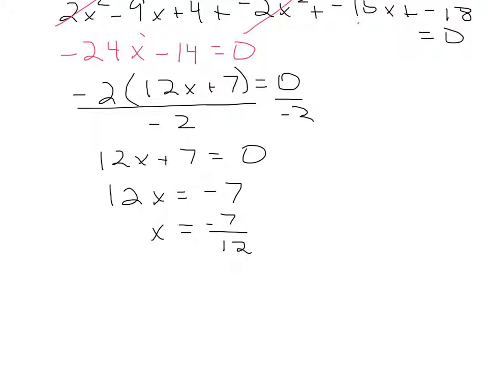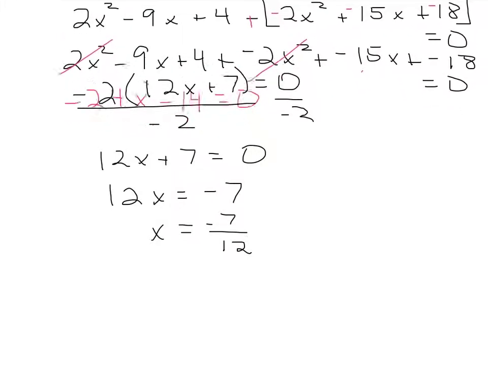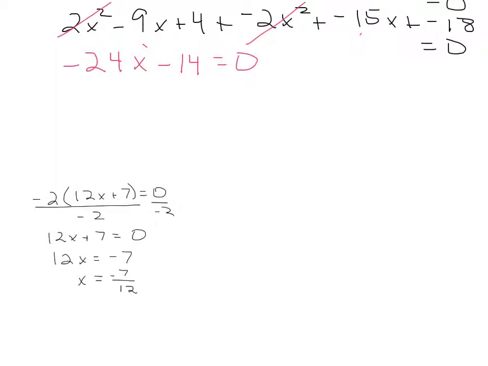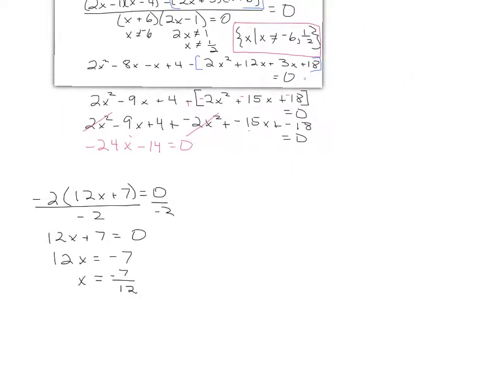The only way it won't be our solution, assuming we haven't made a mistake, is if negative 7/12 is not allowed. So we go look back to what we had before. Let's move everything down so we can do that. And we see up here that x cannot be -6 or 1/2. But x can be -7/12. It can be anything else except that. You can find a solution anywhere else in the domain. So our solution is -7/12.